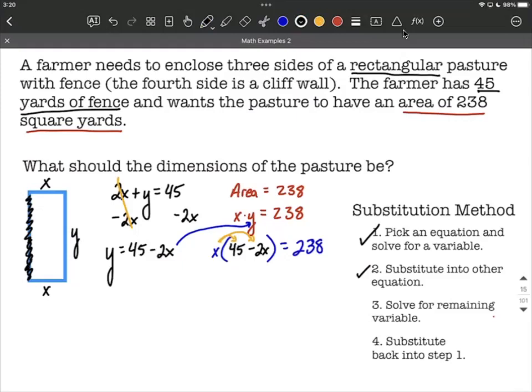So we're going to have 45 times x, which is 45x. And then x times negative 2x makes negative 2x squared. Bring along the 238 from the right-hand side. Now, you may notice in this case our variable x is raised to the first power for that first term as I've written it, and the second power.